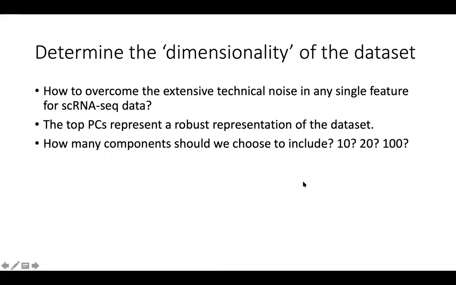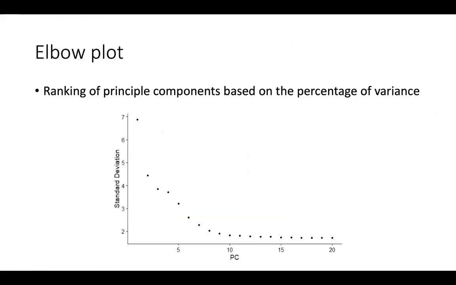And so how many components do you choose? 10, 20, 100? A quick way to do that is something called an elbow plot, which basically ranks principal components based on the total variance in the data that they can represent. And it's called an elbow plot because it almost represents an elbow with the rest of the forearm and the wrist. And so what's typically done is the point at which this elbow starts flattening, you can pick that number as the number of components to choose.